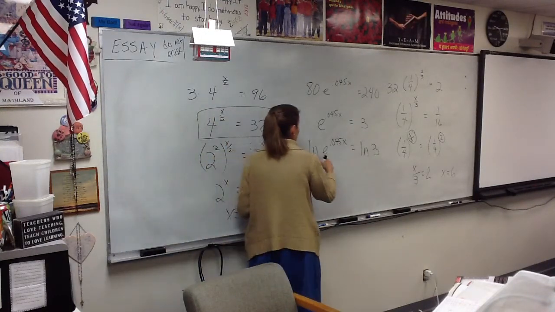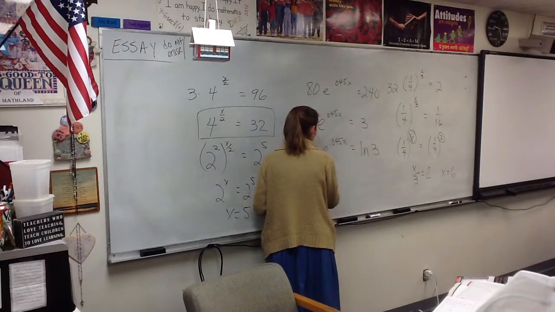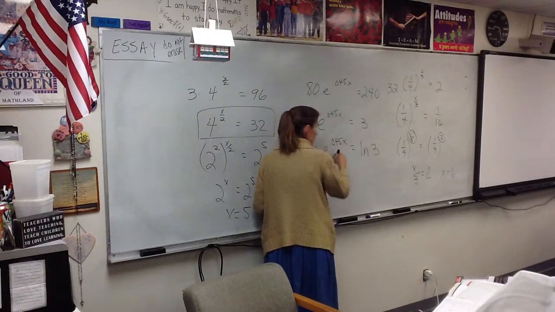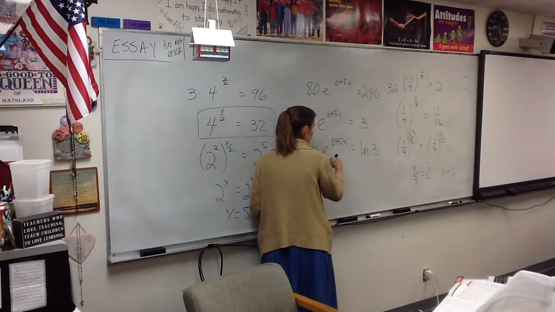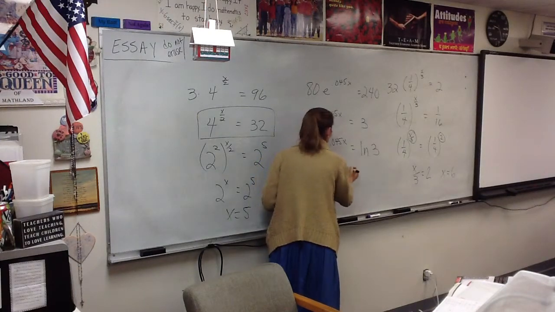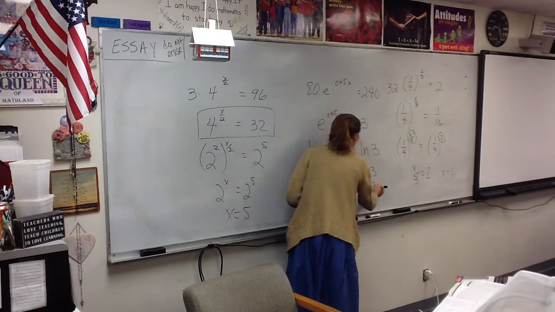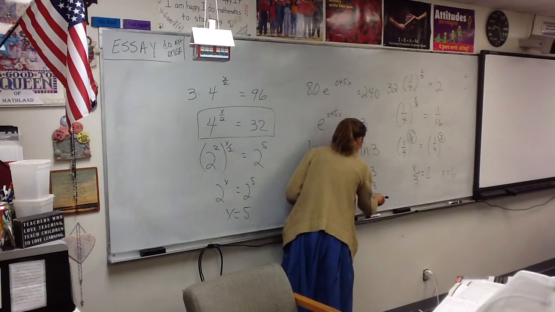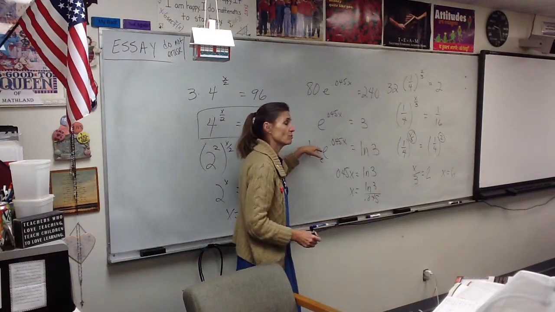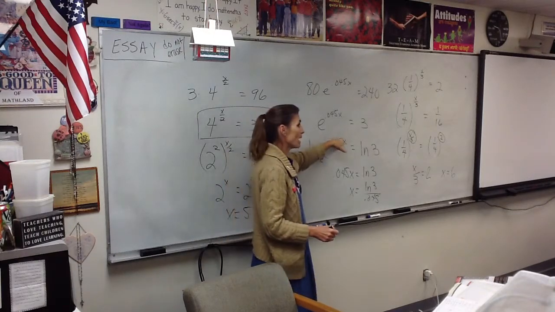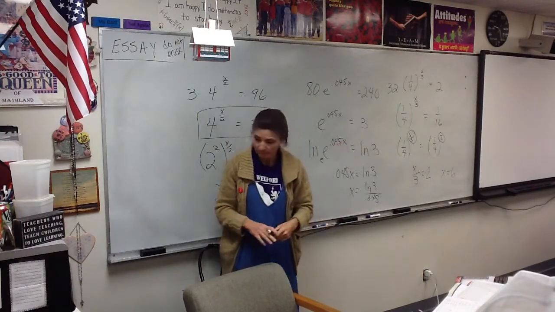What is ln e, that's log base e, of e to that power? What does this equal? 0.045x equals ln 3, so x equals ln 3 over 0.045. This is one of your properties, groupies. Log base e of e to a power is the power.